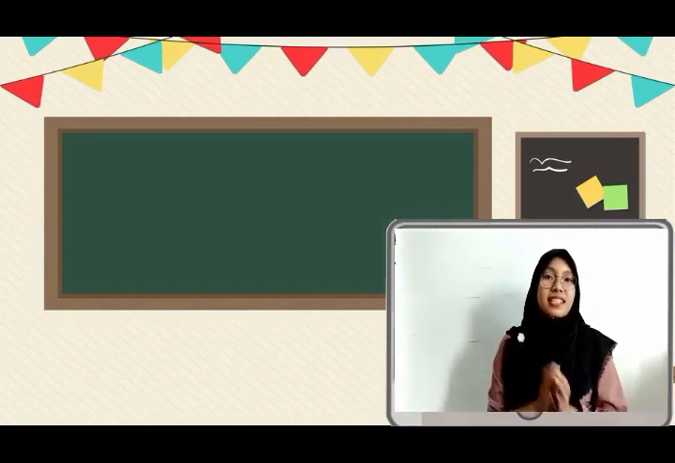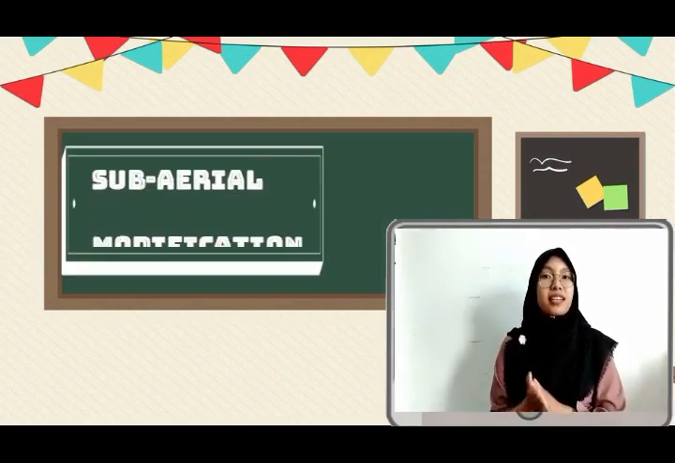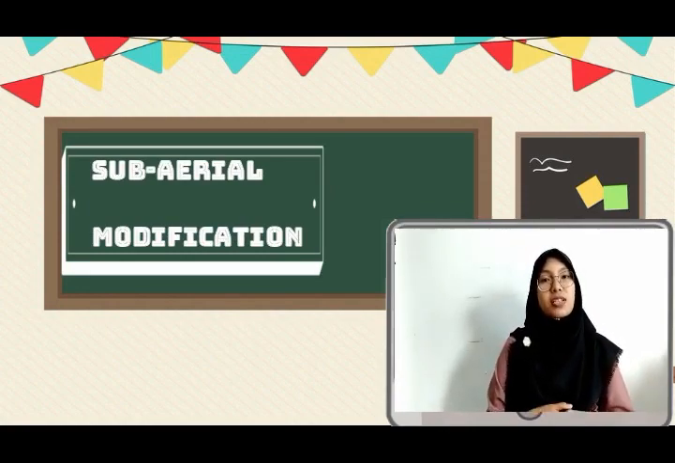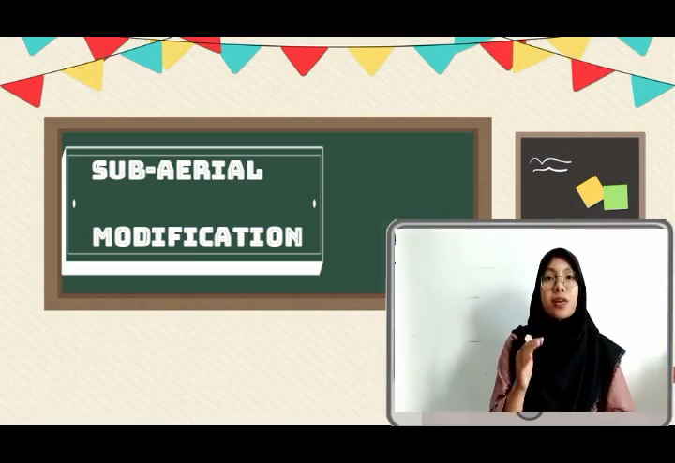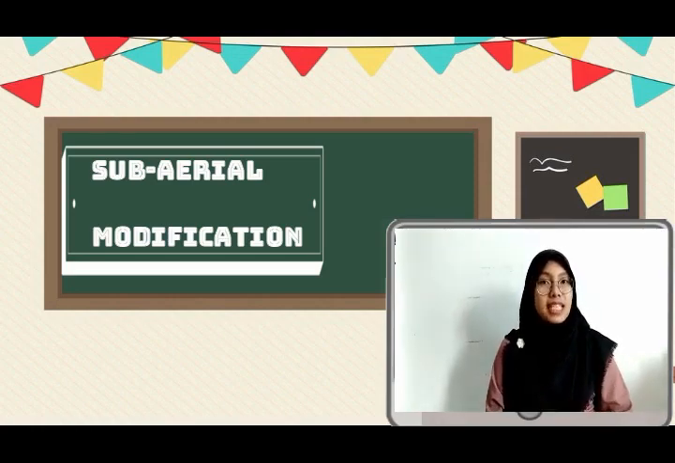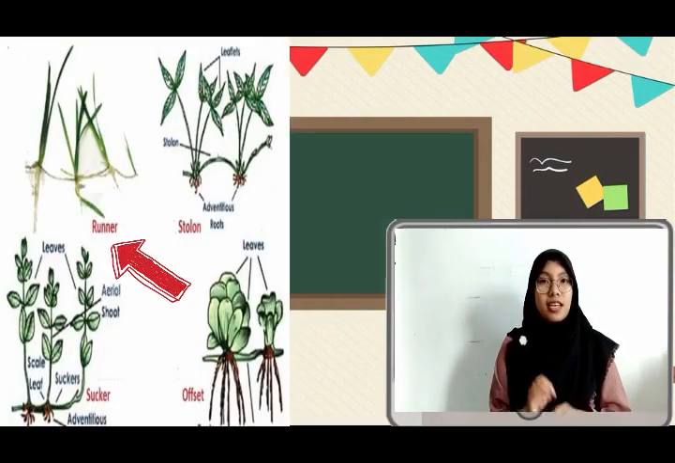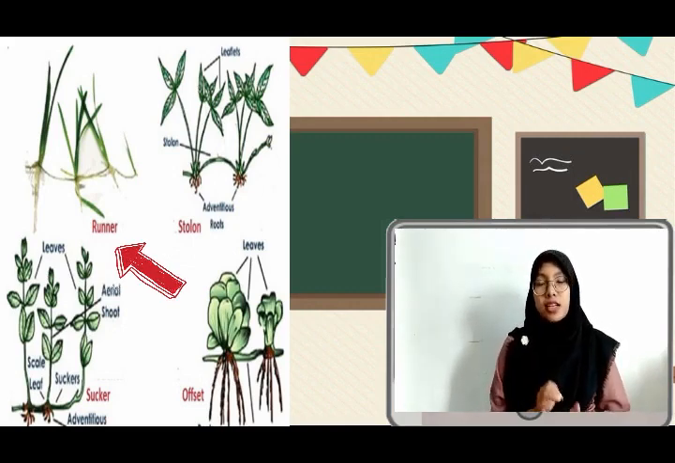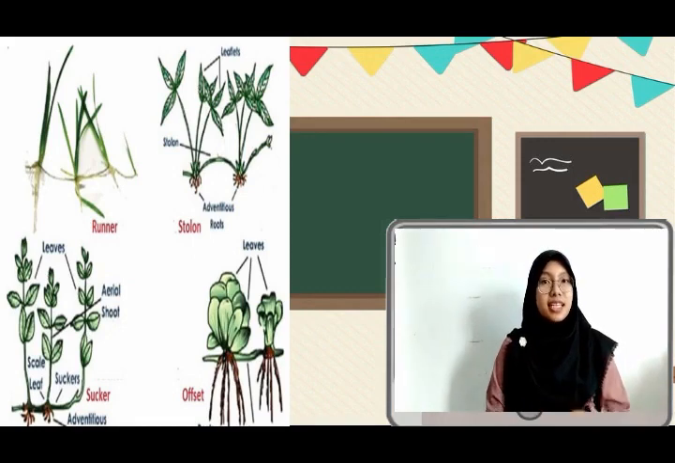The second stem modification is subaerial modification. Subaerial modification is where the stem is partly above the ground and partly below the ground. There are four kinds of subaerial modification. First is runner. Runner is a creeper that runs horizontally. The nodes have scale leaves, adventitious roots, and axillary buds. The example is cynodon.